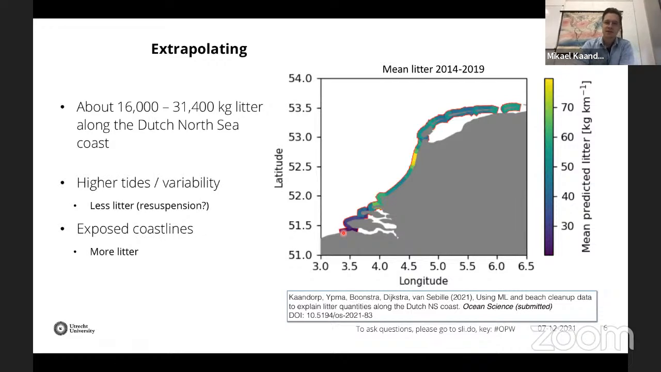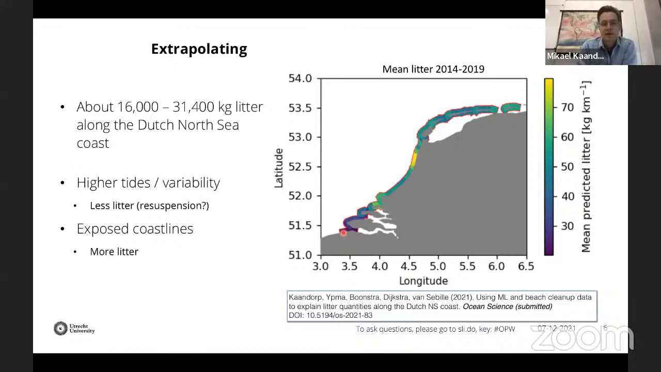And there we found especially that tides play a really important role. So what we see is that a higher tide and more variability in the tide generally leads to less litter found on the beaches. So we think what happens is as the tide gets high, it likely recaptures a lot of the litter back into the ocean.